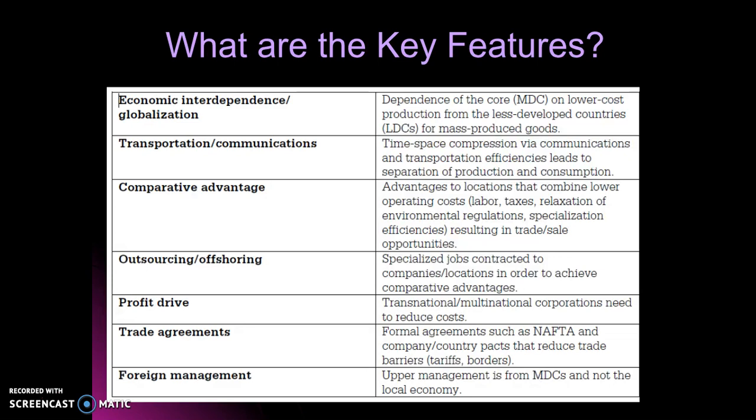Next, let's talk about the key features of the international trade approach model. This creates economic interdependence and more globalization. You see this core periphery model. So this is the core periphery model basically here.